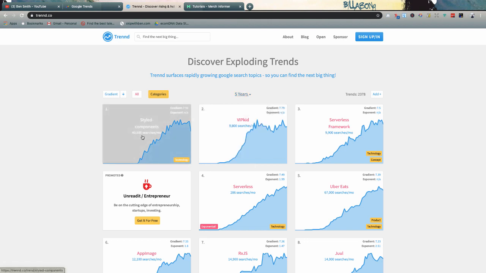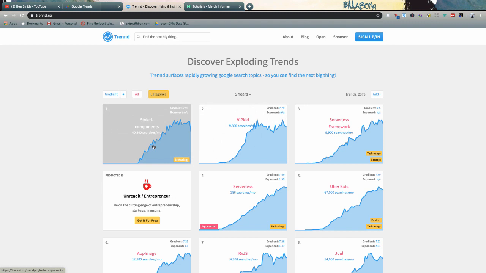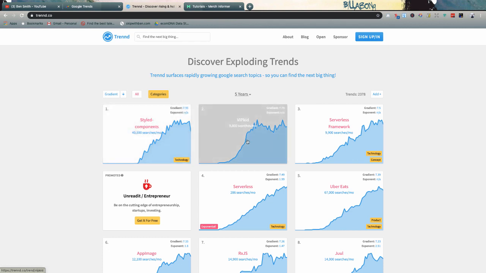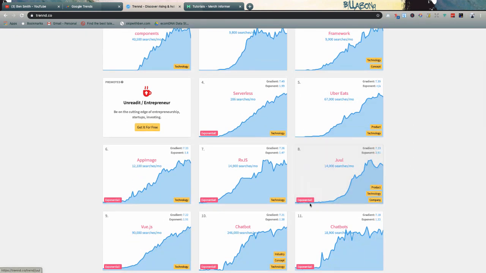I'll just go over a few here. Number one, styled components, in the technology space. I don't really know what this is, but it has 40,000 searches versus 3 years ago or so, when it was not getting too many searches monthly. VIP kit has been blowing up now, almost 10,000 monthly searches versus 4 years ago, when there was very little search volume. Serverless framework. Uber Eats, a lot of the things that we would expect, right? Jewel wasn't really being searched 5 years ago. Now this thing is blowing up.